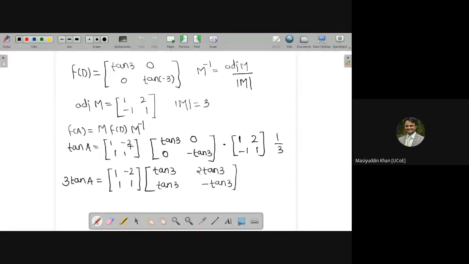The determinant of M, how can we calculate it? It is a very simple formula. You can see how the determinant of M is calculated. Here also, in the M matrix, 1 into 1 is 1, with a minus sign in between, minus 2 into 1 that is minus 2, but the minus sign in between makes it plus, so 1 plus 2 is equal to 3. All of this is put into the formula, like the example we saw yesterday with e raised to a and 4 raised to a. So tan a is equal to 1 minus 2 1 1, tan 3 0 0 minus tan 3, 1 2 minus 1 1, times 1 by 3.